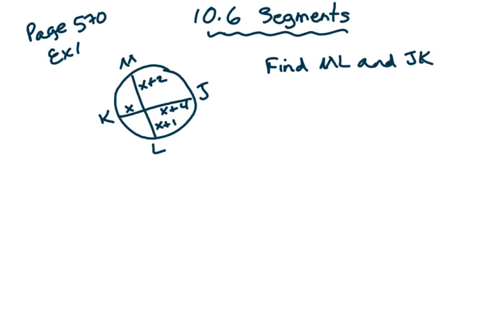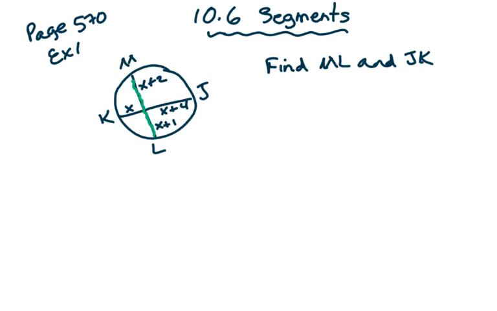This is lesson 10.6, and it has to do with segments inside the circle. So basically, if you have two segments like this inside the circle, to find out how to do it, let's look at this line right here, the green, okay?